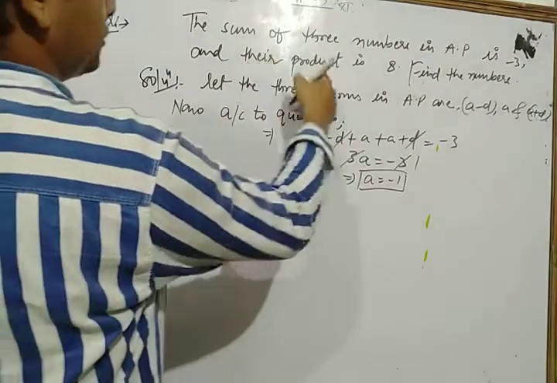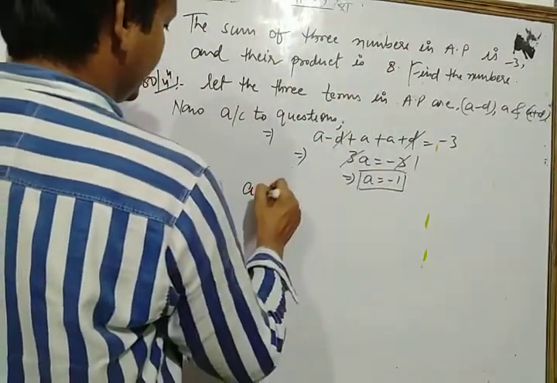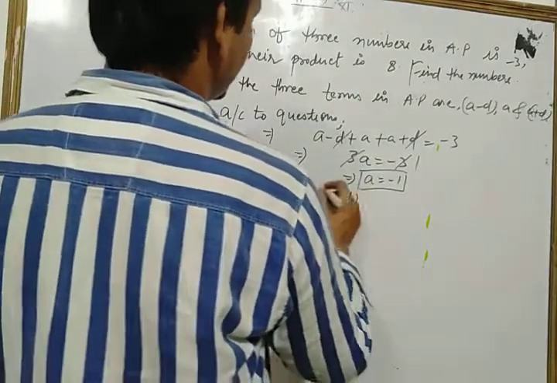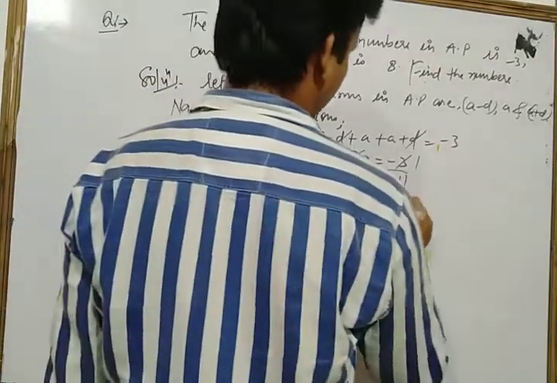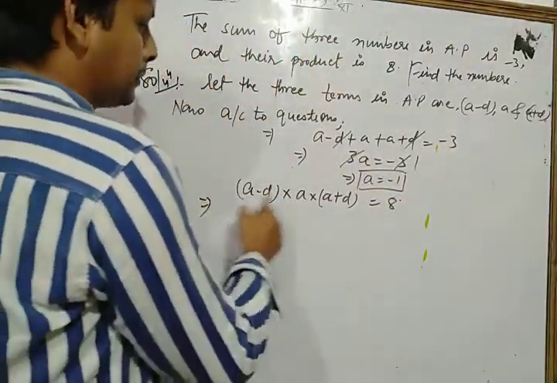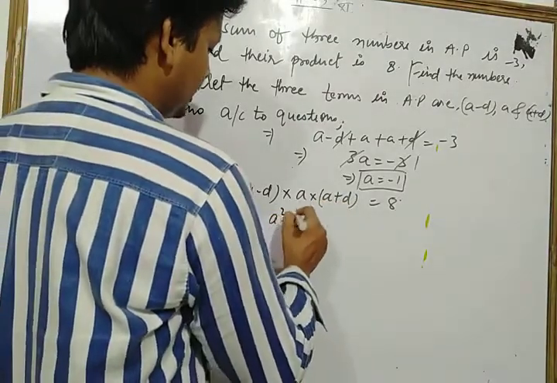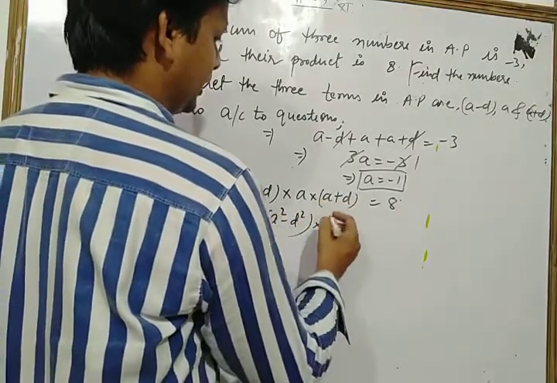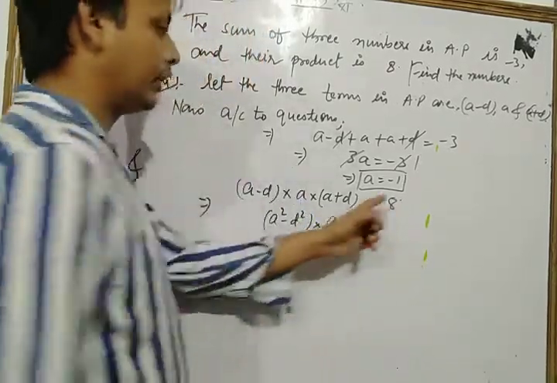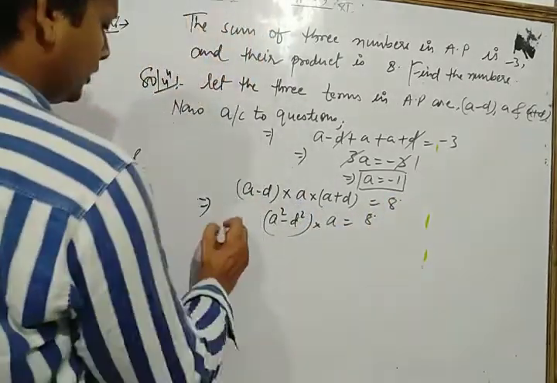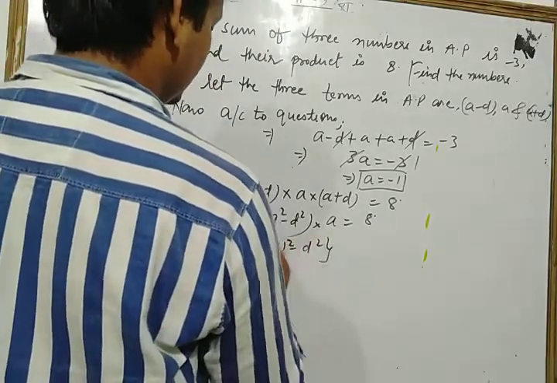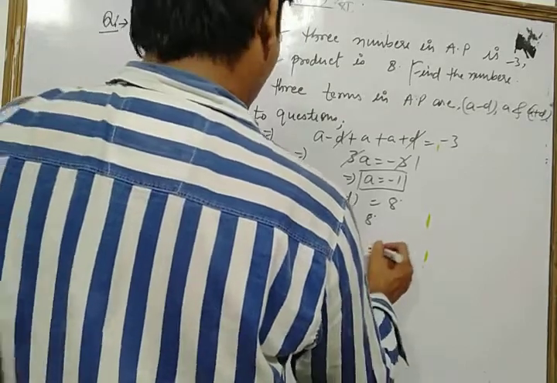And their product is 8, means A minus D into A plus D into A. Their product is 8. Now let's see once more: A minus D, A plus D, we can write A square minus D square, into A is equal to 8. Now we put the value of A in that equation. We get minus 1 square minus D square into minus 1 is equal to 8.